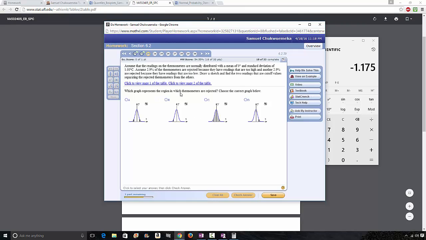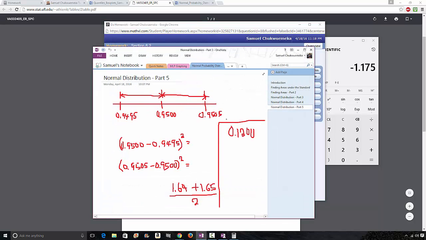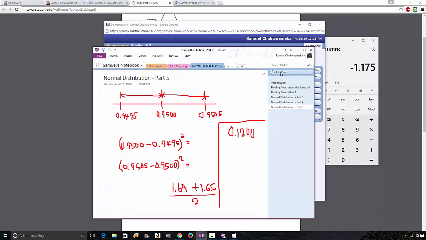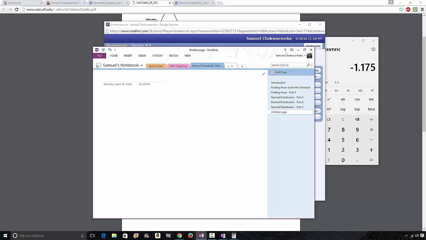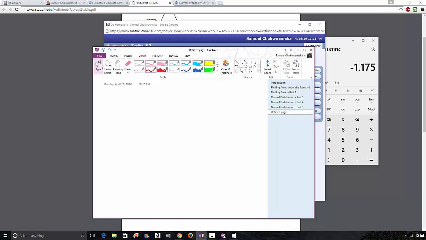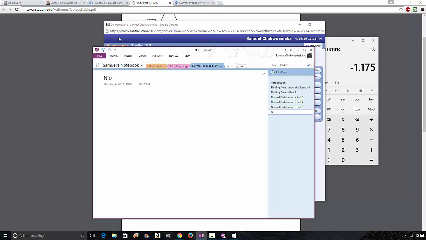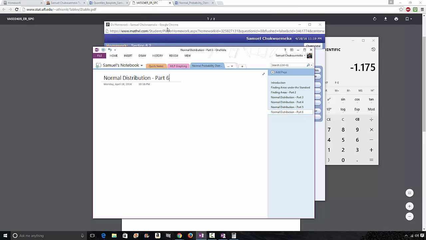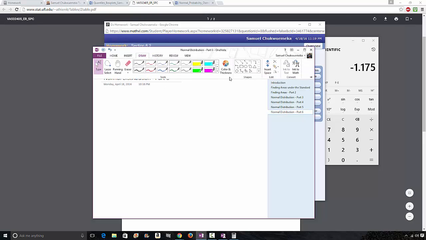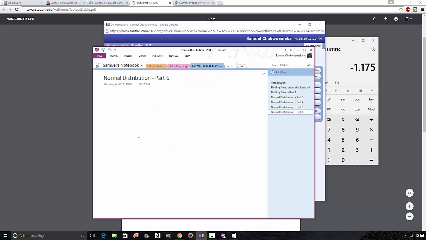So 2.9% are rejected because they are too high, and another 2.9% are rejected because they are too low. So let us draw this first. Let's go ahead and draw it. Add another page. Normal distribution, part 6. Okay, so if we draw this, this is what it kind of shows.